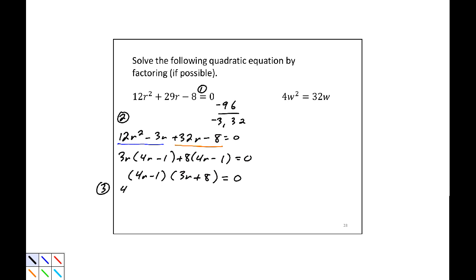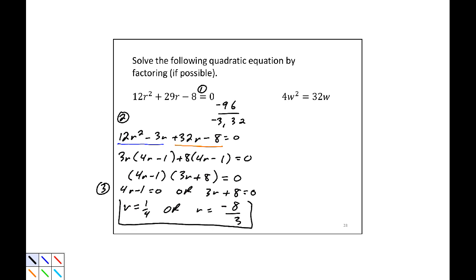For step 3, 4r minus 1 equals 0, or 3r plus 8 equals 0. Now the expression on the left is going to be adding 1 and then dividing by 4. This will be r equals 1/4. In this expression on the right, r equals, we'll subtract 8 and then divide by 3. So r equals 1/4 or r equals negative 8/3.